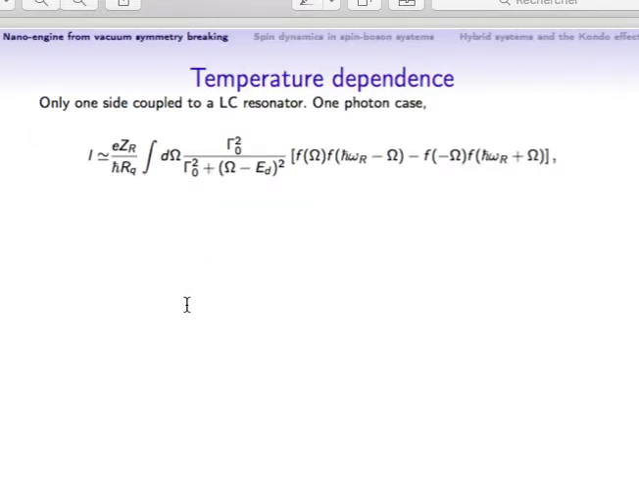Now we consider the case where there is only one lead, the right lead, which is coupled to the environment. We can reach a rather simple expression for the current, which is displayed here. And we study the evolution of the current I when varying the frequency of the cavity and the lead temperature.